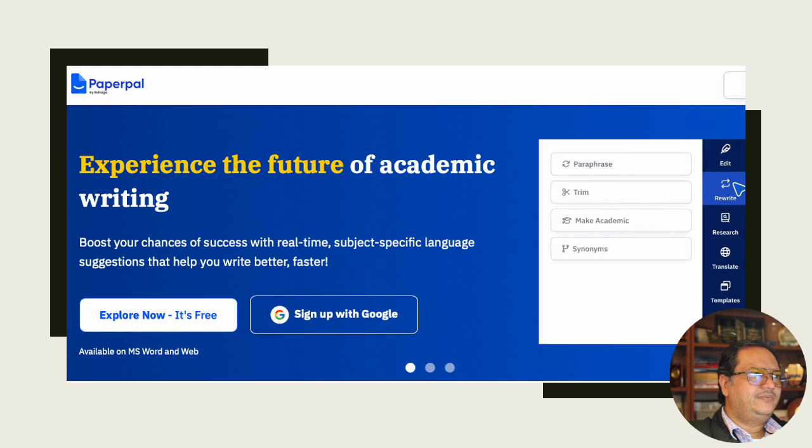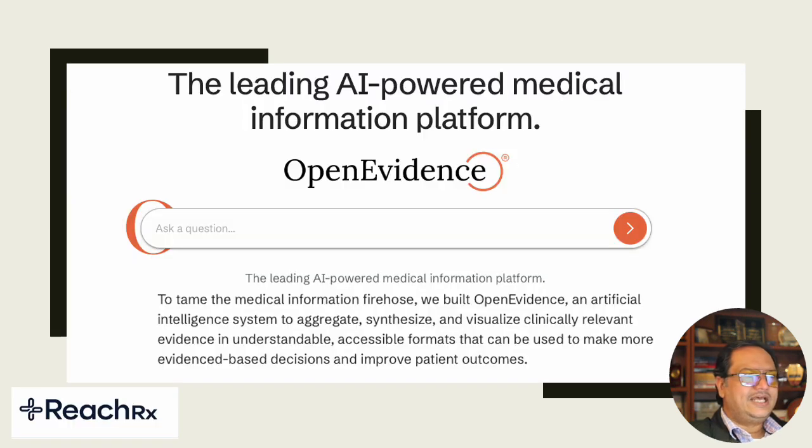Here is another option, PaperPal, which is again academic writing, doing similar kinds of things that I mentioned earlier. And then I mentioned OpenEvidence. OpenEvidence.com is an AI-powered medical information platform. It has basically ingested all the evidence articles and continuously updates. And then you can just ask a question and it will summarize an answer for you and give references for the articles that it has used to create that information. There are some other resources, or ReachRx is another one that I have put the logo at the bottom. But I'm sure there are many others that are trying to do it. But OpenEvidence seems to be becoming the most popular to do this.